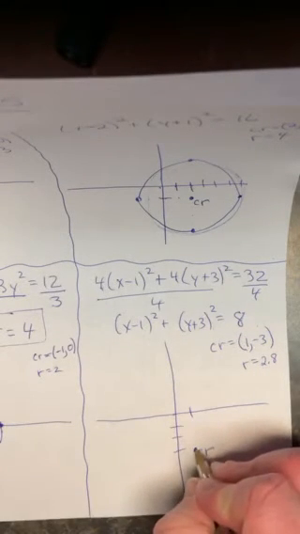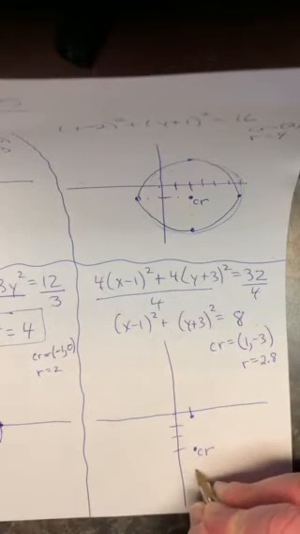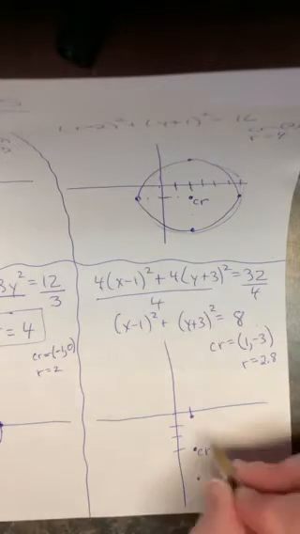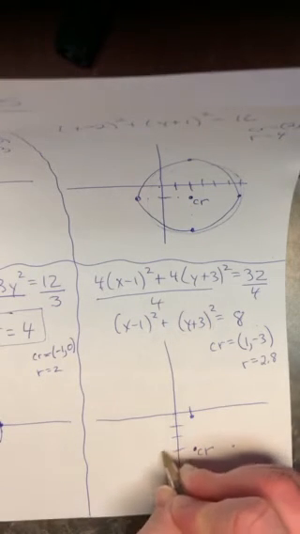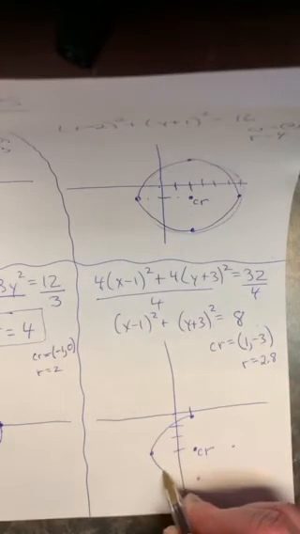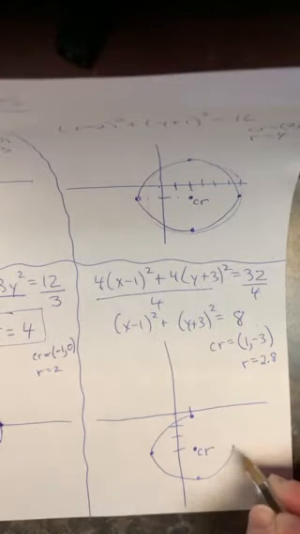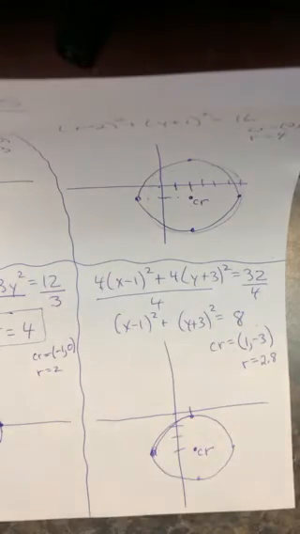So I'm actually going to go up 2.8, down 2.8, right 2.8, and left 2.8. Draw my circle. Supposed to be as neat as possible. Should look like a perfect circle. And you've got a circle that's centered down there in quadrant 4.